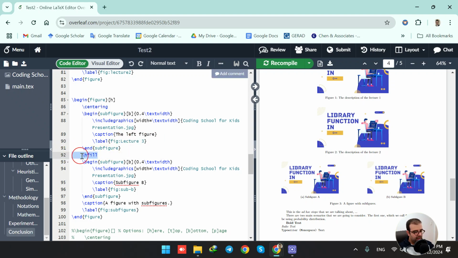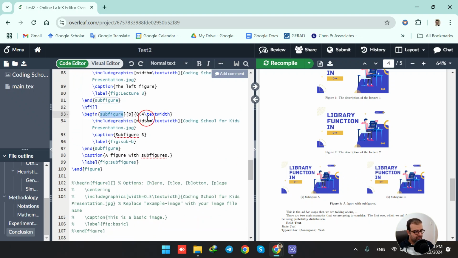Then we have one hfill, making the second figure go to the end of the line, as you see here. And then we have another subfigure. The width is going to be chosen, the image is going to be chosen, and you have the subfigure B. Instead, I would say the right figure, and here I would label it as lecture 4, for example. And we have one caption here for figure 3. So this is figure 3A, this is figure 3B.